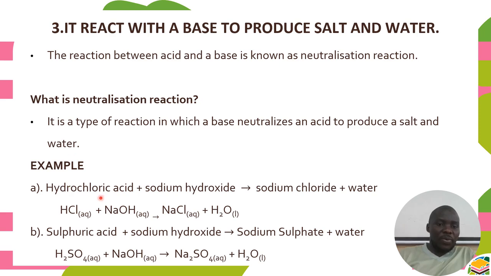For example, we have hydrochloric acid, which is an acid, reacting with sodium hydroxide, which is a base. We form sodium chloride and water. So in all cases, when a base reacts with an acid, two products are formed: a salt as well as water. Here sodium chloride is a salt, while here we have water. This is a chemical equation, just illustrating what is happening in the word equation. Sulfuric acid can also react with sodium hydroxide to form sodium sulfate and water. This sodium sulfate is a salt, as can also be illustrated here.